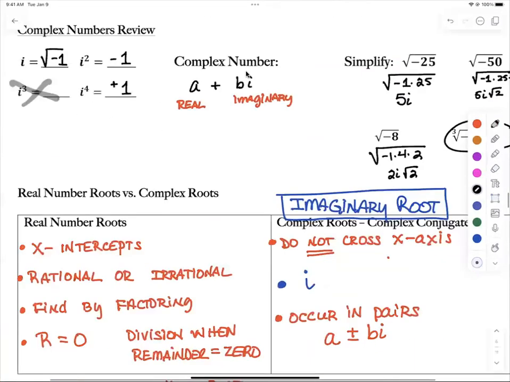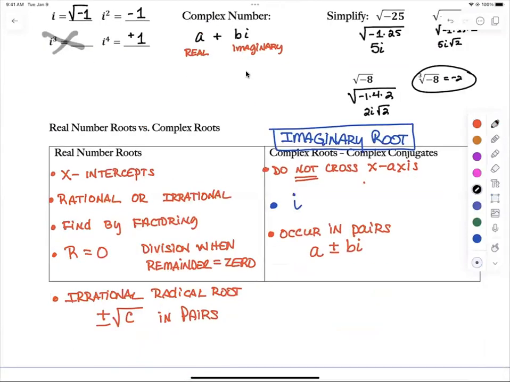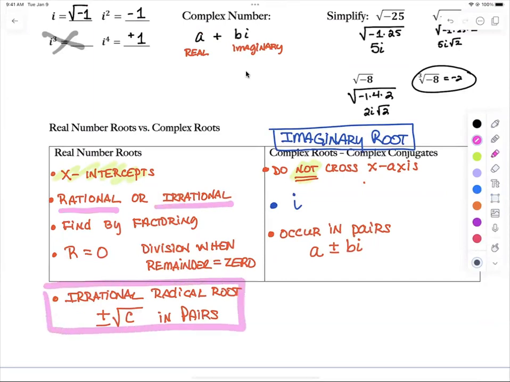All right, imaginary roots versus real number roots. Real number roots do cross the x-axis, so they're x-intercepts. Imaginary roots do not cross the x-axis. Real number roots are either rational or irrational. Remember, the irrational roots, the non-perfect squares, occur in positive-negative pairs. Imaginary roots, the i's, also occur in pairs.